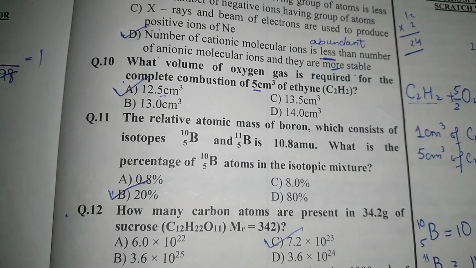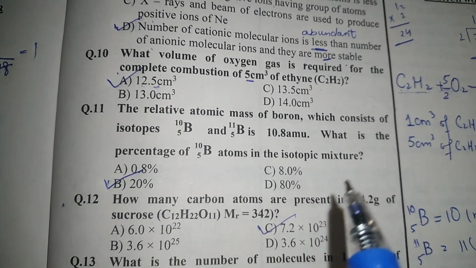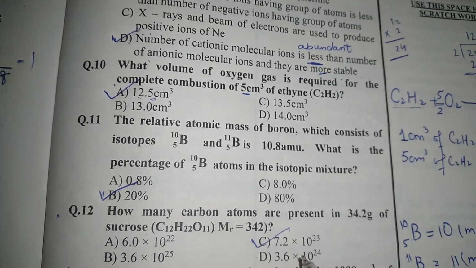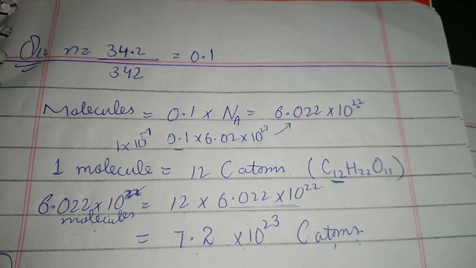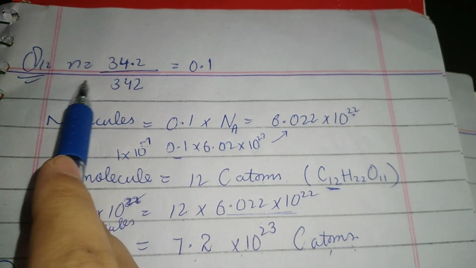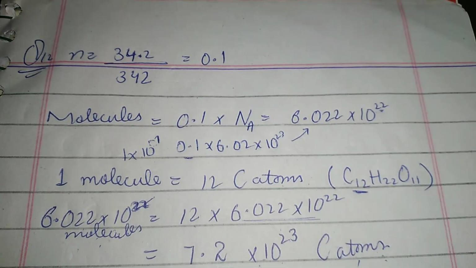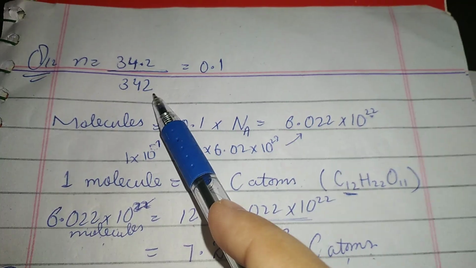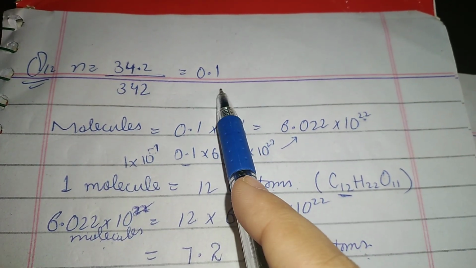Moving on to question number 12. How many carbon atoms are present in 34.2 grams of sucrose, C12H22O11, and its molar mass is also given, which is 342. So let's see how we can find it. First of all, we have to find the number of moles, for which we do mass over molar mass. So 34.2 is the mass given, and molar mass 342 is also provided. The number of moles comes out to be 0.1.